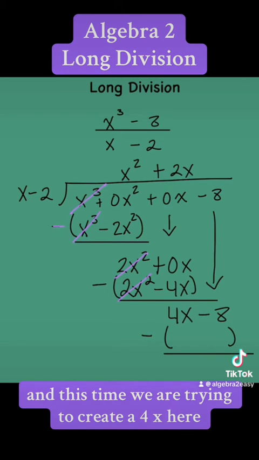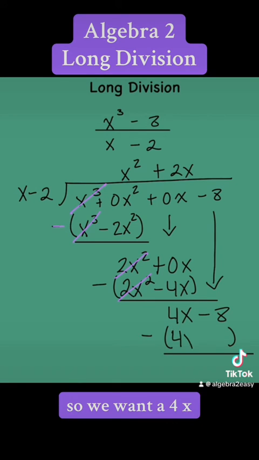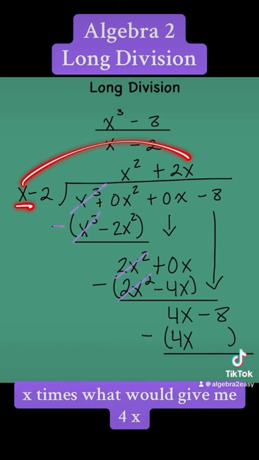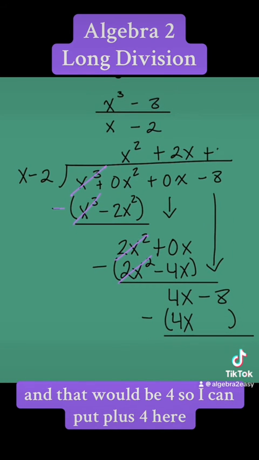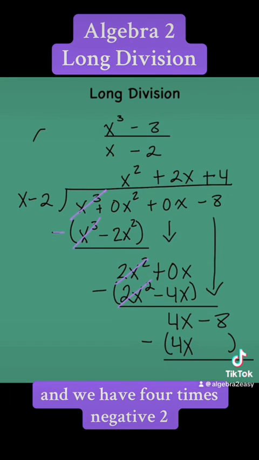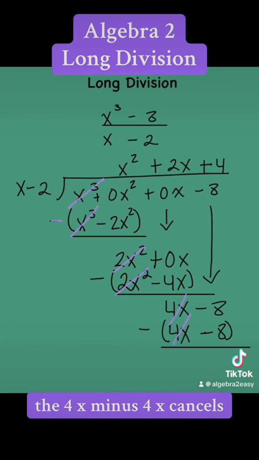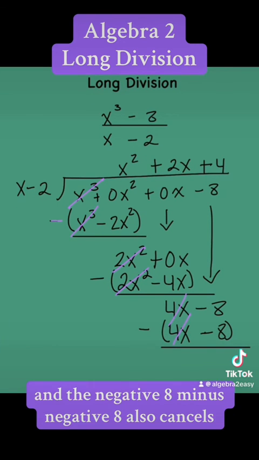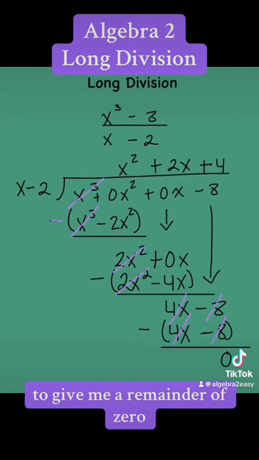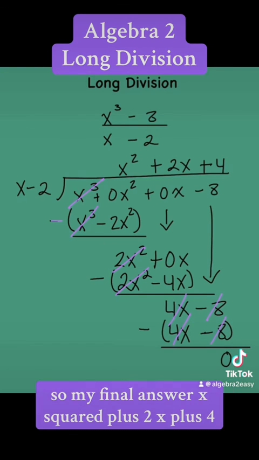And this time, we are trying to create a 4x here. So we want a 4x. x times what would give me 4x, and that would be 4. So I can put plus 4 here. And we have 4 times negative 2, which gives me negative 8. The 4x minus 4x cancels, and then negative 8 minus negative 8 also cancels to give me a remainder of 0. So my final answer is x squared plus 2x plus 4.